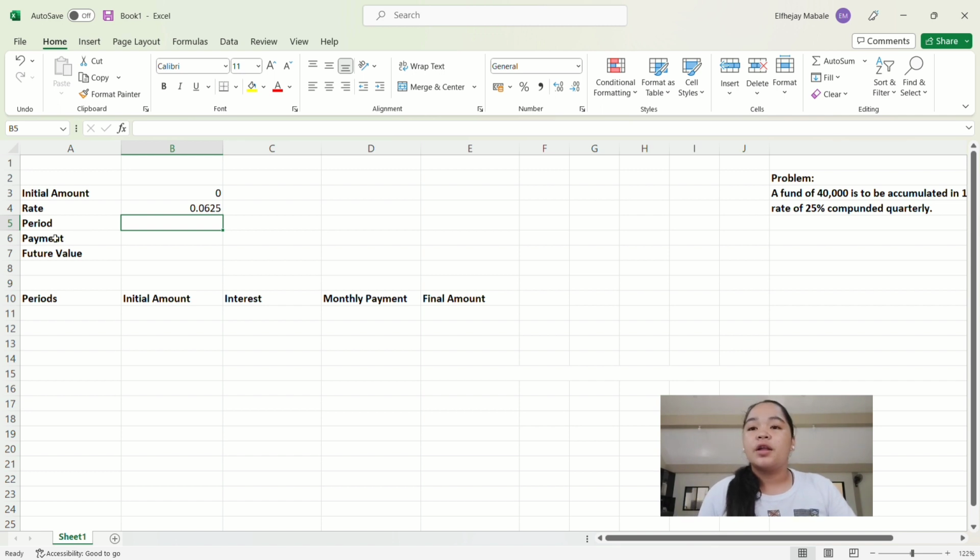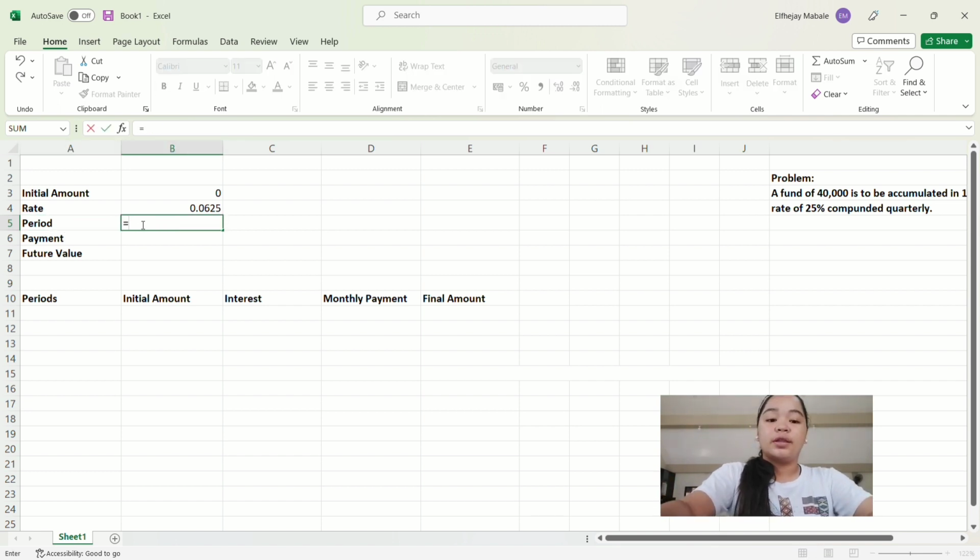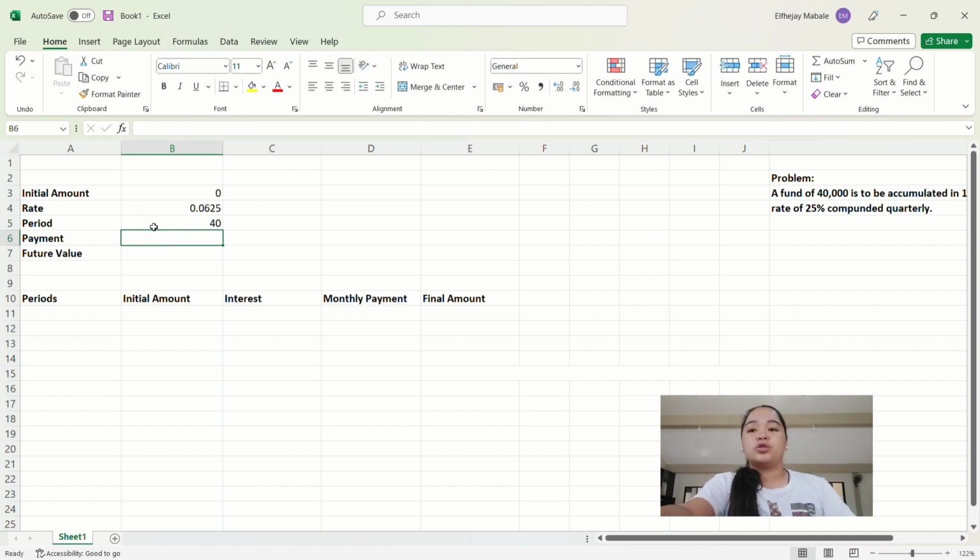0.0625. Then our period is equal to 10 times 4, because our time is 10 years and our m is compounded quarterly, which is 4. Then enter. So our period now is 40.